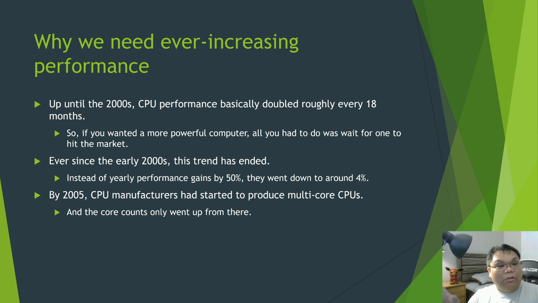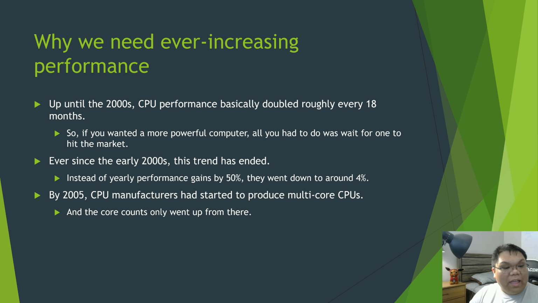Up until the 2000s, there was this observation that was made by a so-called Gordon Moore that basically posited that every 18 to 24 months, CPU performance would double. And up until that point, that observation held true, and we call this Moore's Law. So if you wanted a more powerful computer, all we had to do was wait for a more powerful computer to hit the market. The problem is, ever since the early 2000s, that trend has ended.